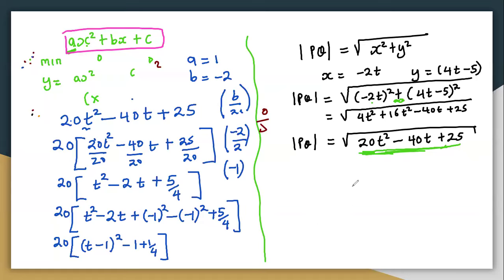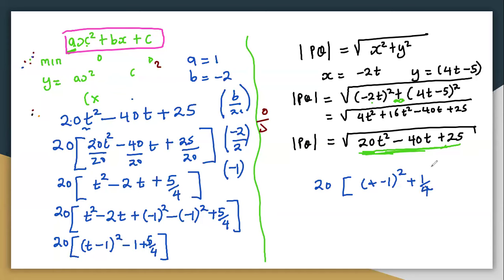No, I didn't get -1 plus a quarter. What did you get? I got plus a quarter. So this is 5 out of 4. -1 plus 5 out of 4. You got a quarter? I got a quarter. So this is going to be t minus 1 squared plus a quarter, right?